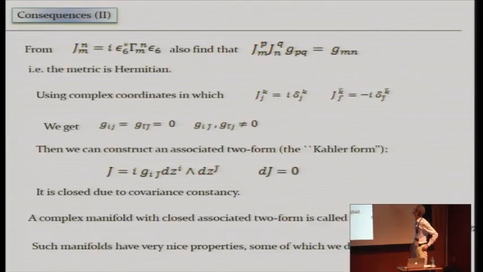Okay, a little bit more algebra. This one's actually really easy given the identities on the previous transparency. You also find that the complex structure is compatible with the metric in this sense. In other words, the metric is a Hermitian metric.